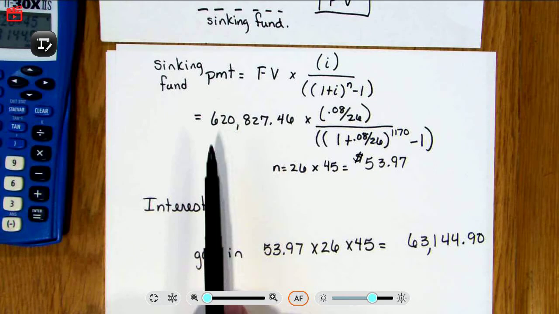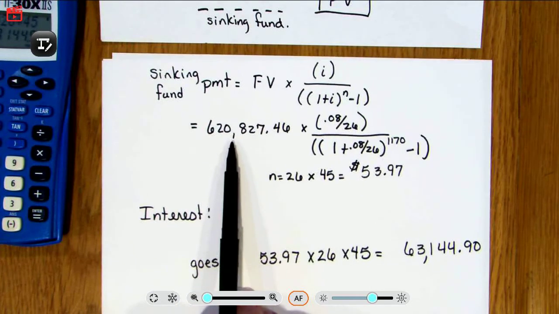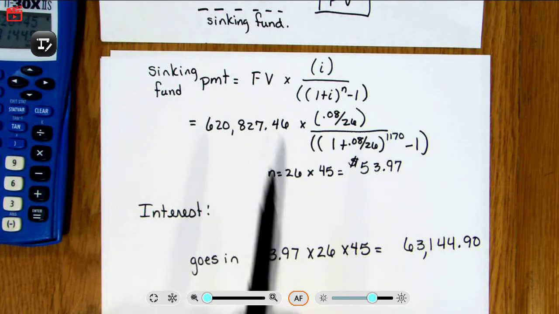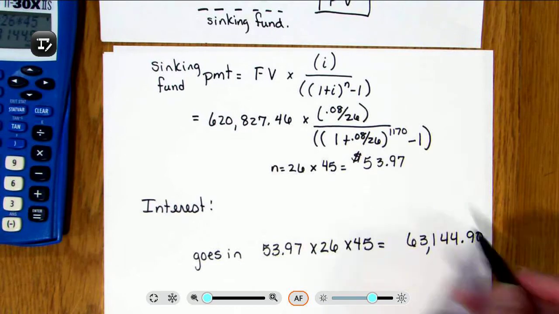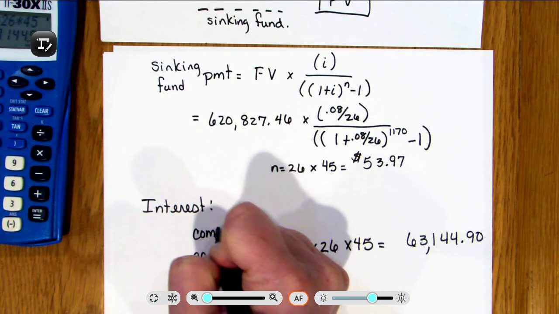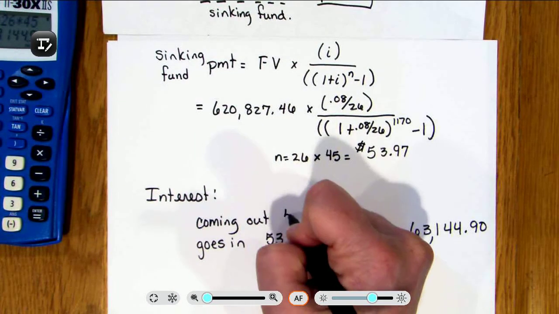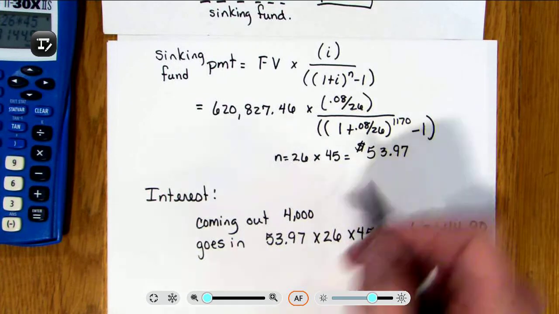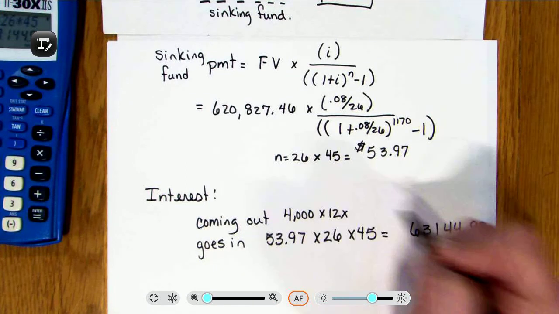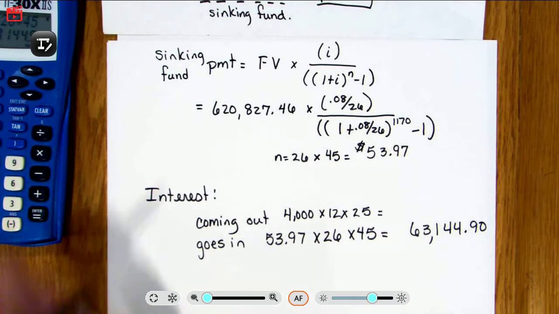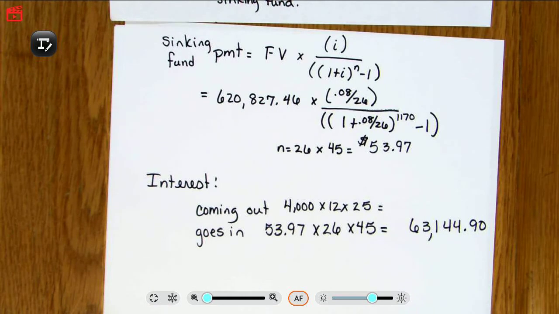Some would say it would be that 620, but that's not the case. Okay? He's actually getting more, because remember, that's going to sit there and he's going to pull off of that. So that's what's going in, and we're going to put the coming out. Because what's coming out of this account is $4,000 every month for, what did we say, 25 years. So 4,000 times 12 times 25.